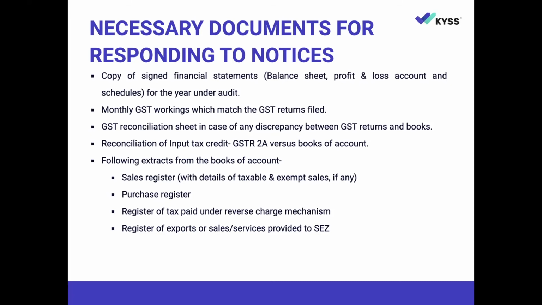Also, if tax has been paid under reverse charge. We will not get into detail of what reverse charge is, but normally Mr. A is issuing services to Mr. B. Mr. A collects the tax from B and pays it to the government. But if the service recipient B is directly paying the tax to the government, that is called a reverse charge mechanism. We will not get into too much technicality at this point, but if a reverse charge tax has been paid, the register of that also needs to be readily maintained.